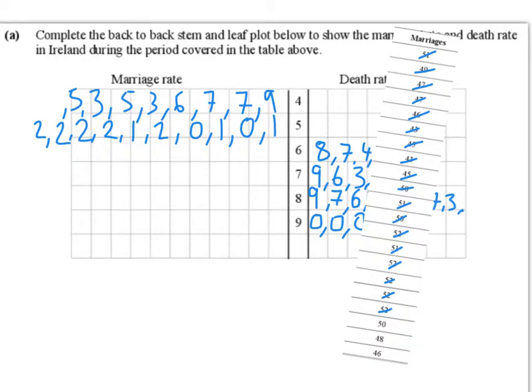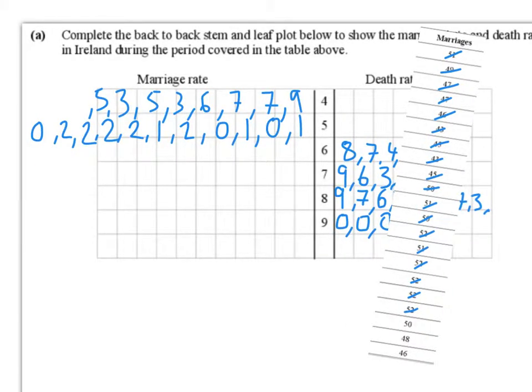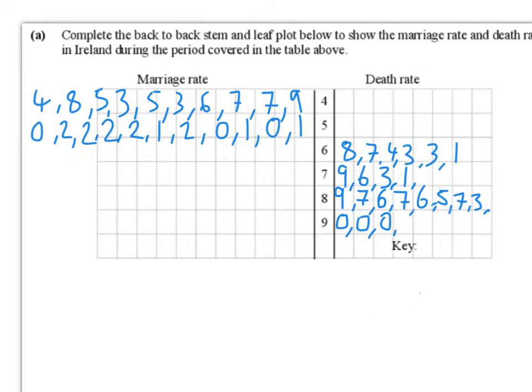Then 50. Tick off the 50, 48. Tick off the 48 and 46. And tick off the 46. So here we have our unordered stem and leaf. Now we have to order them. So we'll draw the same stem again, the 4, 5, 6, 7, 8, 9. We'll have death rate on the right, marriage rate on the left.